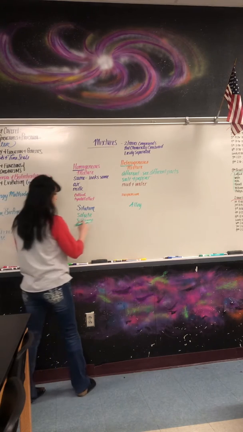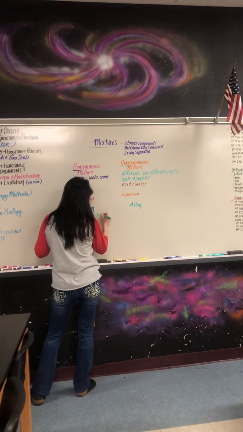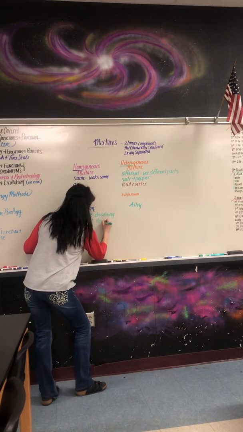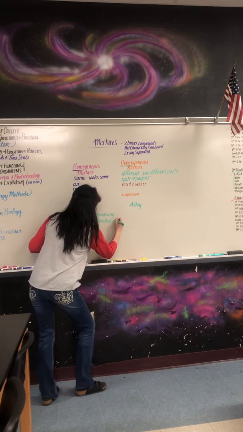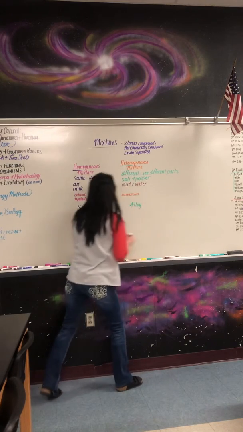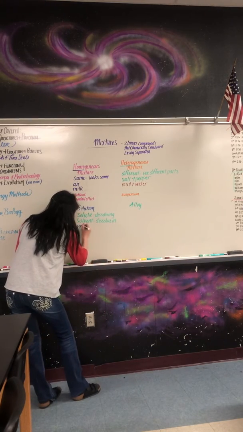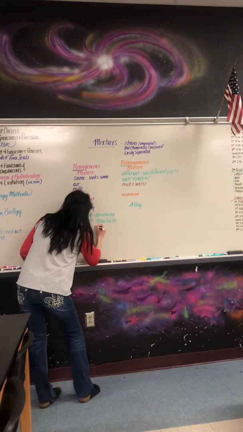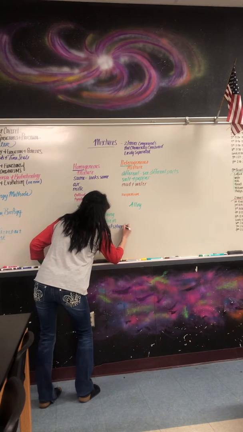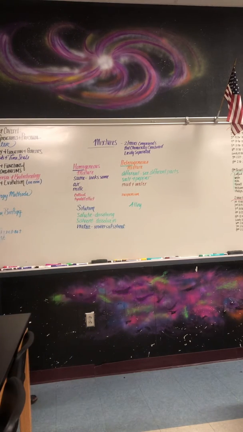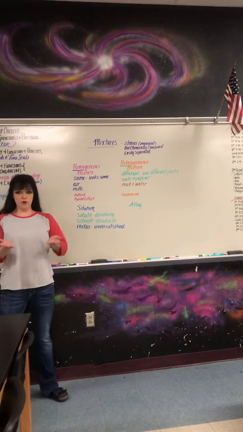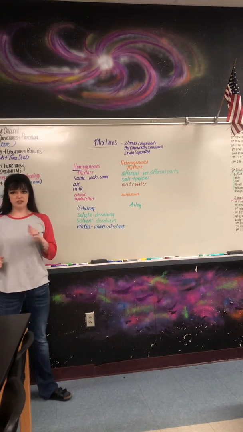Solute is what you're dissolving. And solvent is what you dissolve in. The universal solvent, the thing that most everything can dissolve into, is water. Okay, so water is the universal solvent. Okay, so if you pour alcohol and water in the same container, you have formed a solution of alcohol and water.